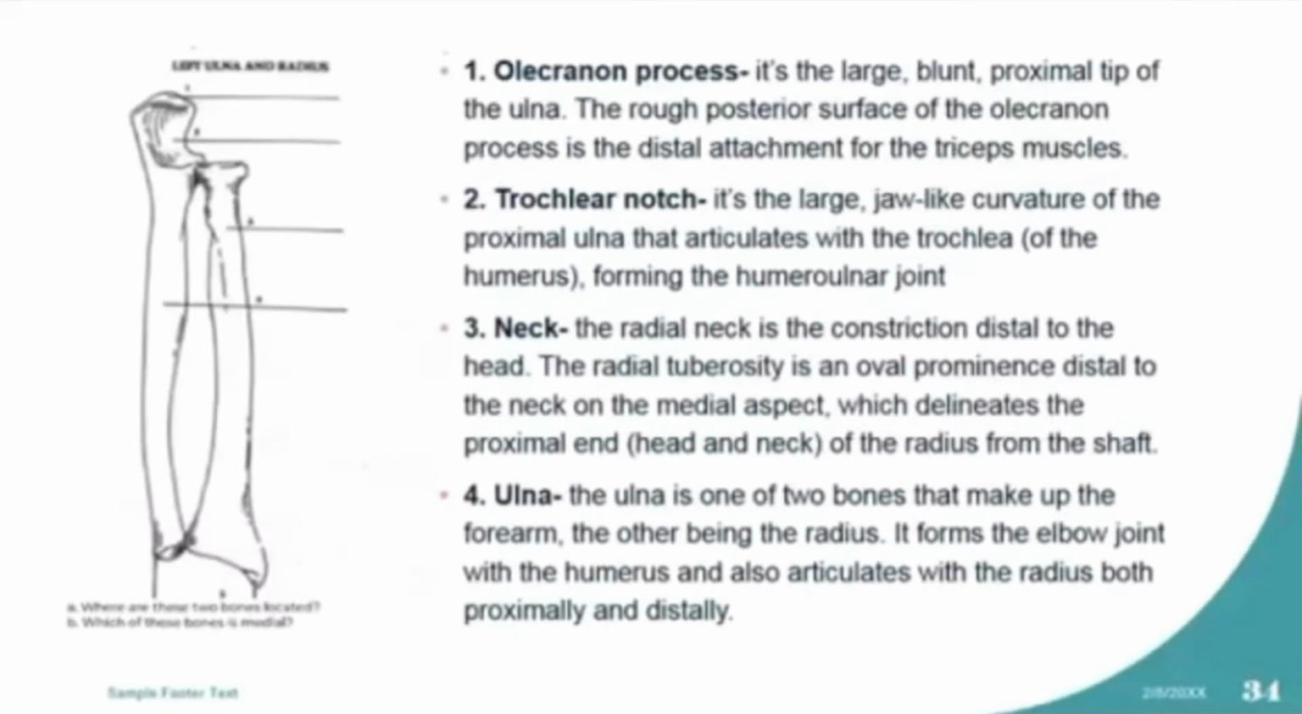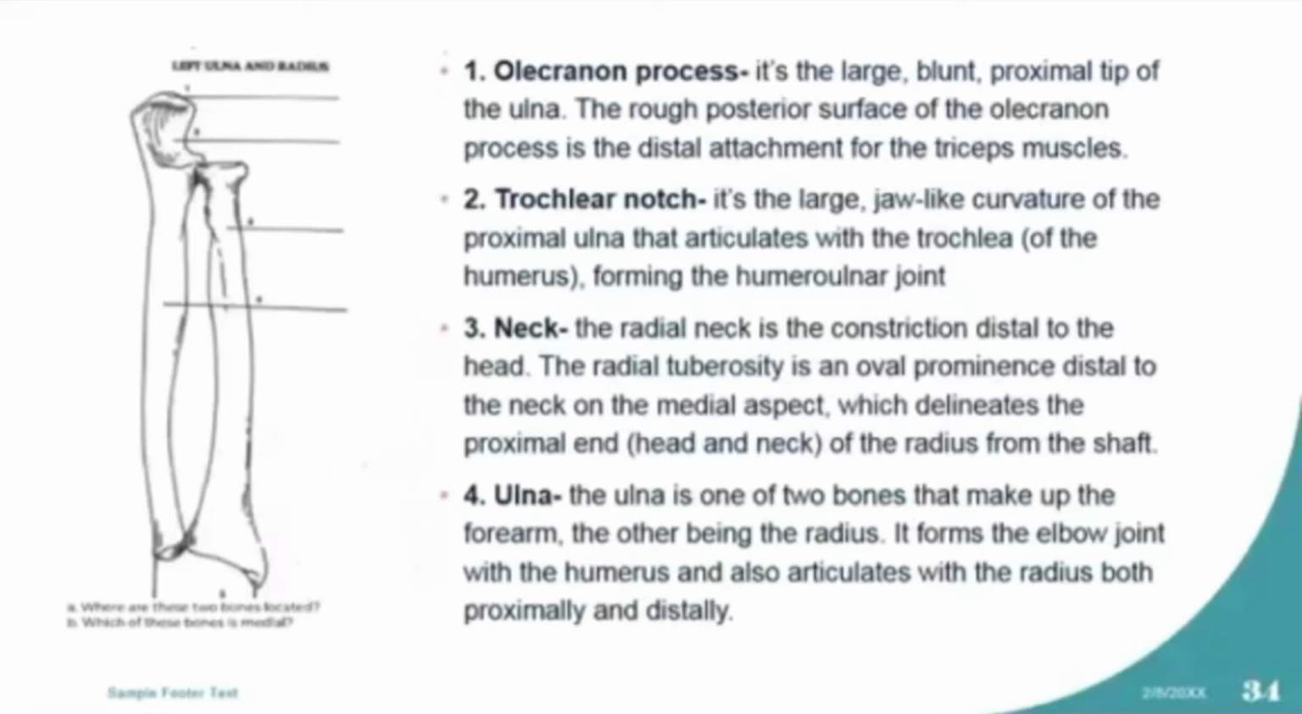So this part naman is the left ulna and radius. The number 1 is the olecranon process. It is the large, blunt proximal tip of the ulna. The rough posterior surface on the olecranon process is the distal attachment for the triceps muscles. Number 2 is the trochlear notch. It is the large jaw-like curvature of the proximal ulna that articulates with the trochlea of the humerus, forming the humeroulnar joint.